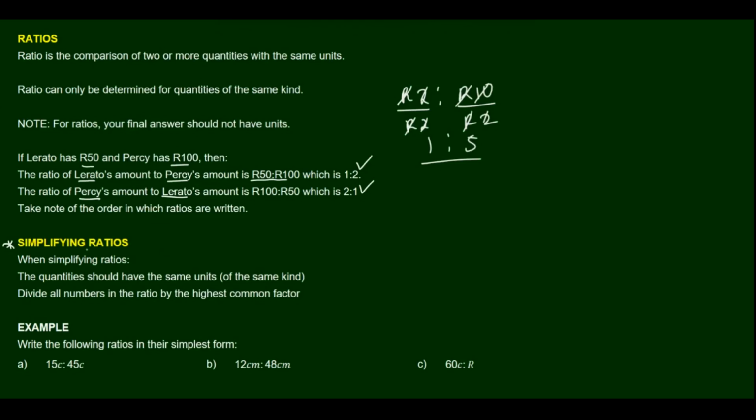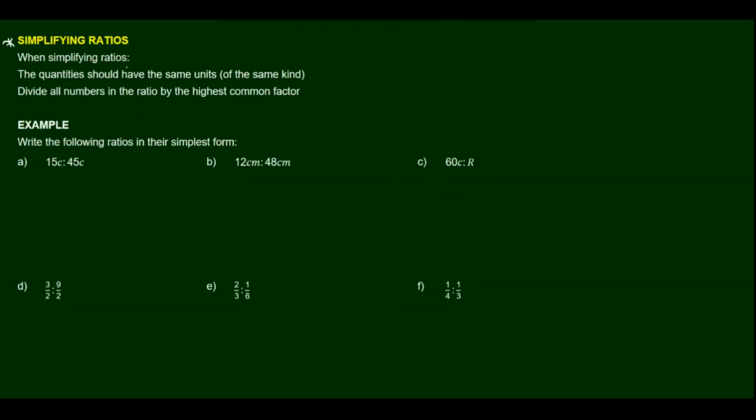Let's simplify ratios. When simplifying ratios, the quantities should have the same units, meaning that they should be of the same kind. Then divide all the numbers in the ratio by their highest common factor. Right, let's look at these examples. Right, where 15 cents is to 45 cents. So the units are the same. That's the first thing we have to check. The units are the same, so we can simplify this.